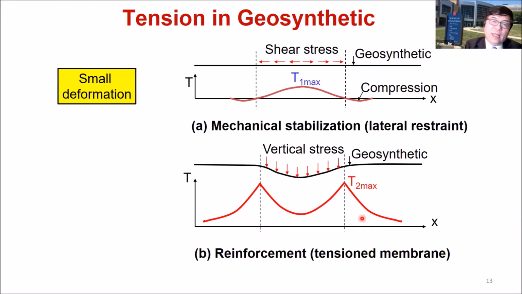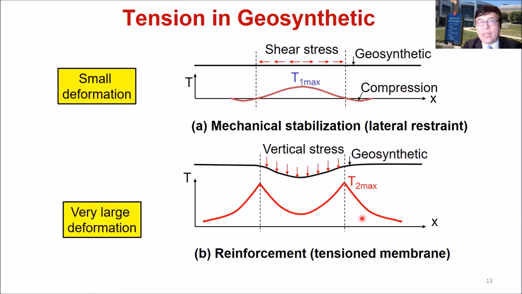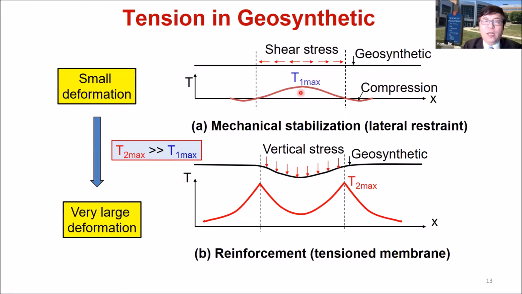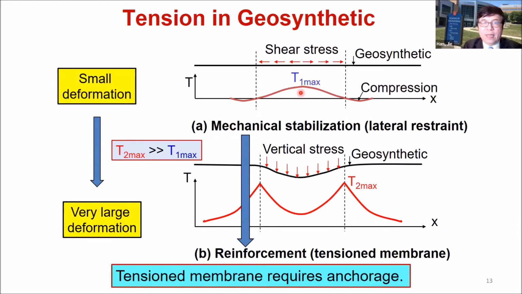In addition, the tension membrane will become important only if the deformation becomes very large. For this case, you can see the maximum tension for the tension membrane is much greater than the tension induced by the lateral restraint. However, they can transition from small deformation to larger deformation, from the lateral restraint to the tension membrane. Okay, the tension membrane requires anchorage.